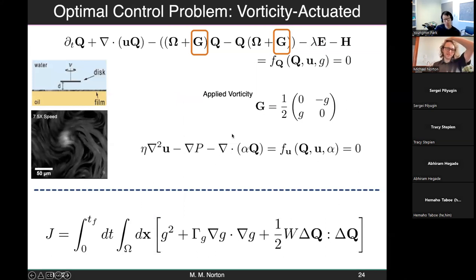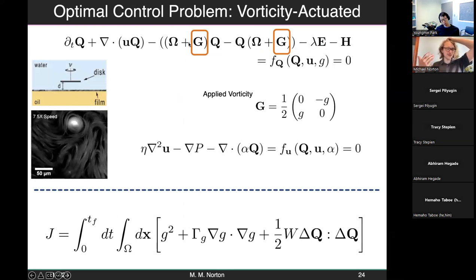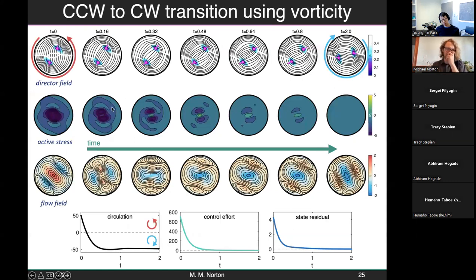And so we had done a very similar control problem where now, instead of creating an active stress distribution, we take the native vorticity of the system and we augment it with an applied vorticity that we allow to vary in space arbitrarily, which is probably not physical. But we get a very similar thing, which I think is pretty intuitive.